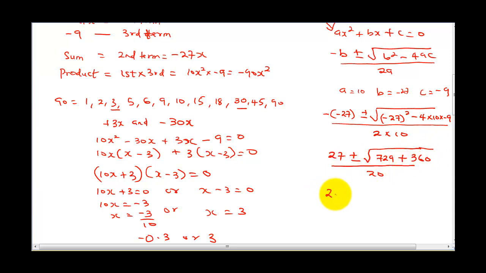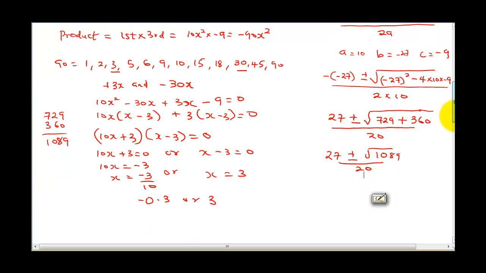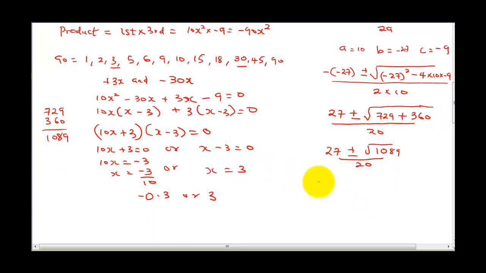So this is further going to be 27 plus or minus. Now 729 plus 360. It's going to give us 1089. So this is going to be square root of 1089 all over 20. Okay, so from here, this is going to be equal to 27 plus or minus the square root of 1089, which is 33, over 20.